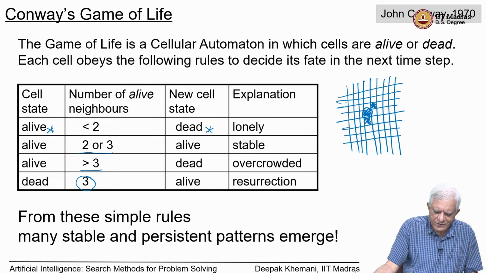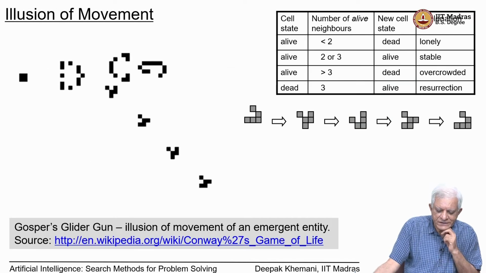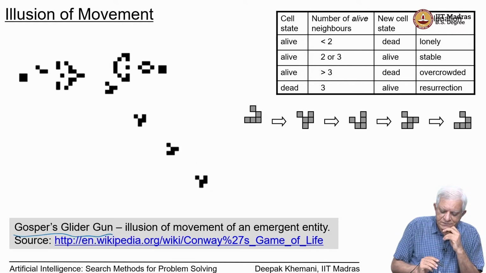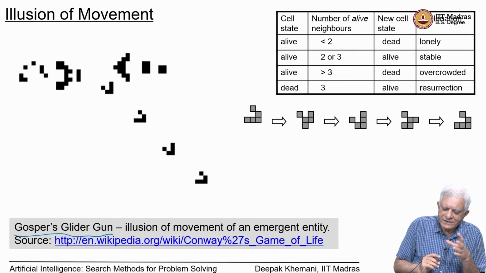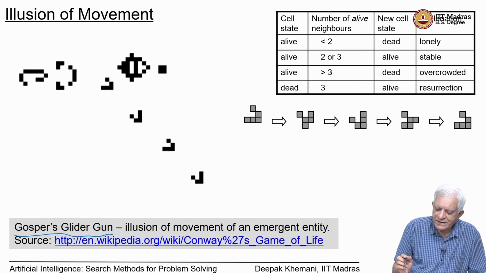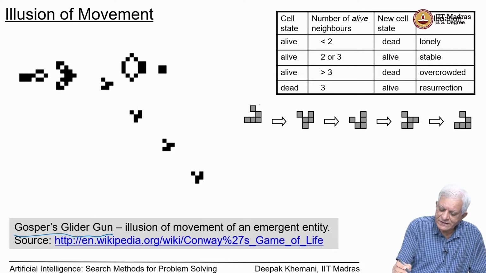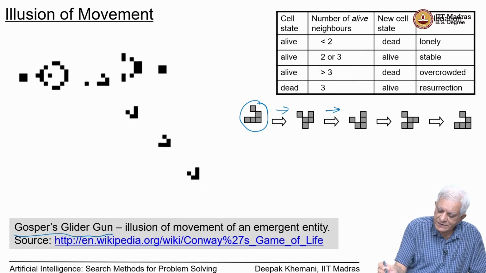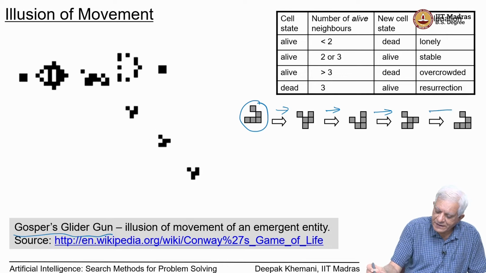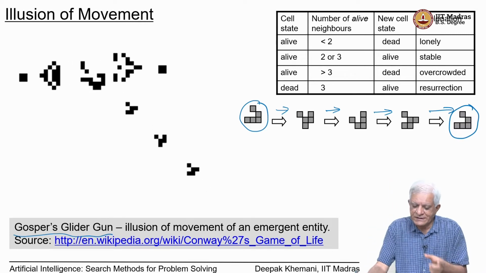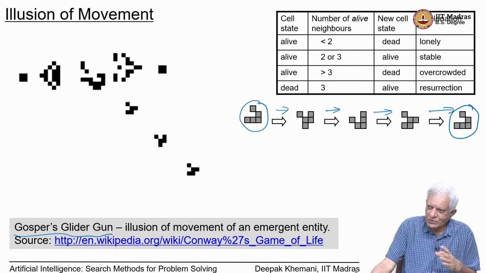So, the simplest is for me to show you something which you can find on the web. If you just search for Gosper's glider gun, you can see that there is a cellular automata, and there is an illusion of movement which is happening. So, if you work out the details, for example, you will see that if you start off with this combination, you will move to this one in the next time step, then to this one in the next time step, this one in the next time step, and this one in the next time step, and after these 4 time steps, you have come back to the same shape, but in a different location essentially.